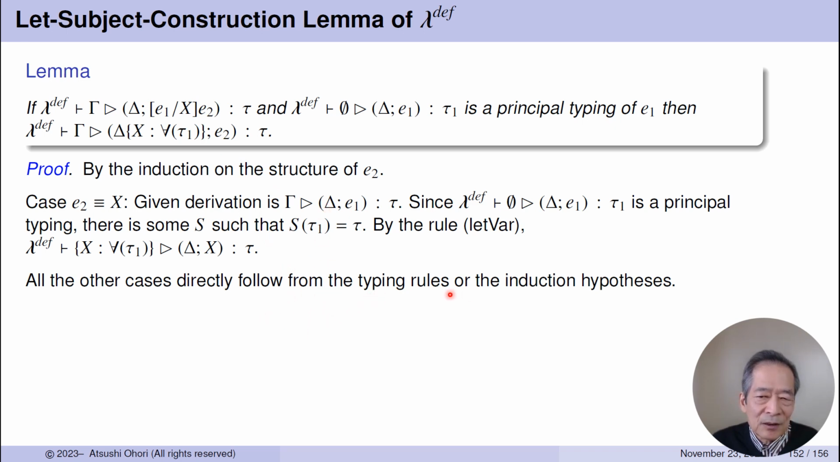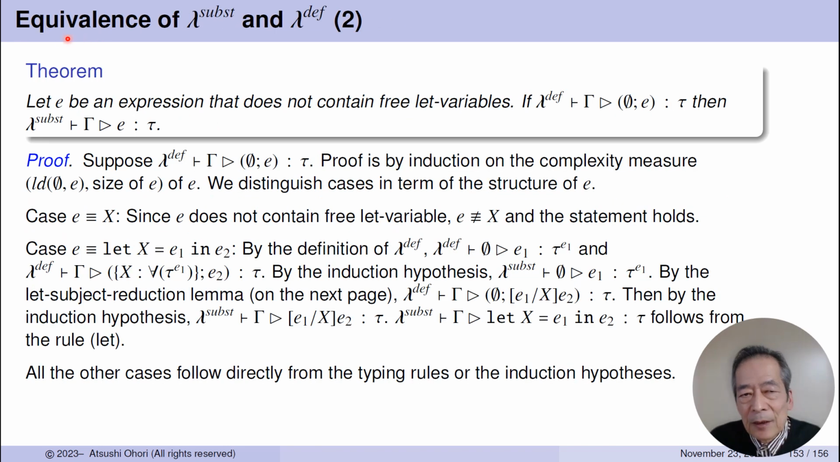One remaining other direction. Finally, the other direction of the equivalence proof theorem is this statement. Again, we assume that the given E is let variable free, and then the statement is the following. If this term under empty let environment, empty let definition, this typing is derivable in lambda def, then the same gamma and tau is derivable in lambda subst. So the proof is the following.